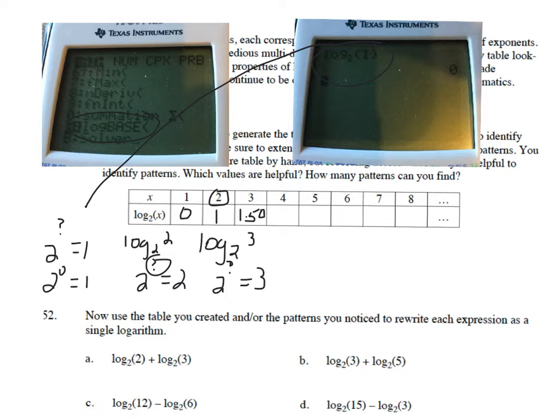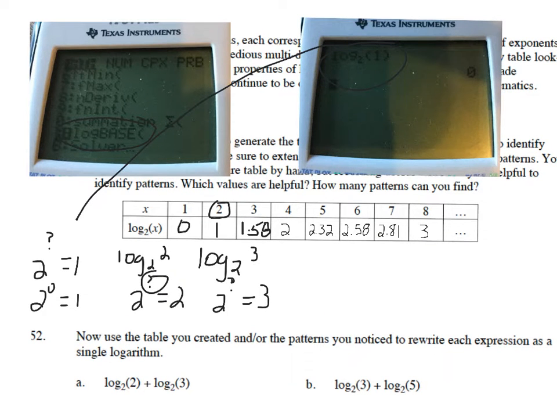What I'd like you to do is pause this and fill in the rest of these, and then come back and check your answers. Okay, welcome back. And you can see that the log base 2 of 4 is really asking 2 to what power equals 4. Well, that's 2. And the log base 2 of 5 is 2.32. Log base 2 of 6, 2.58.